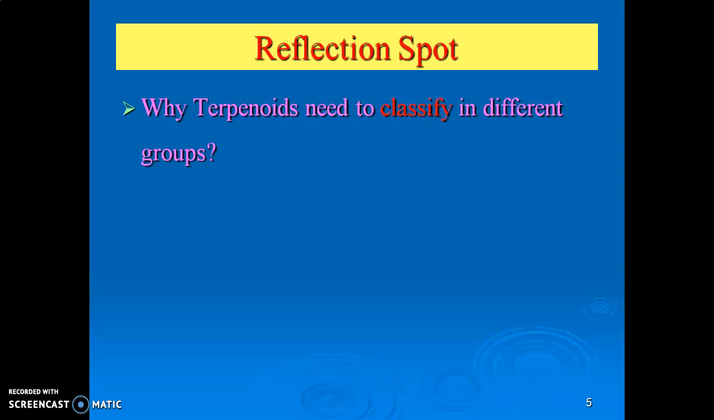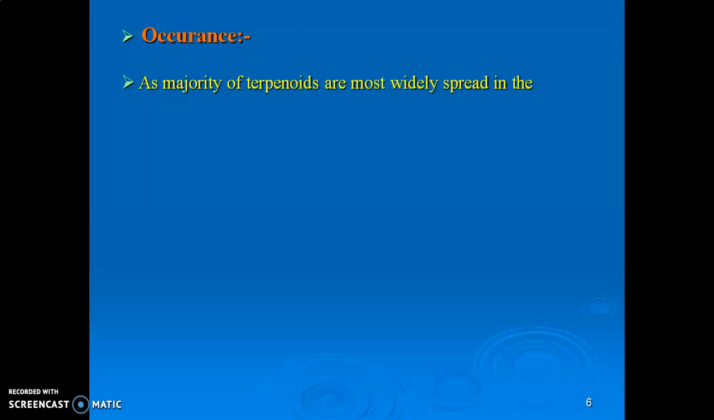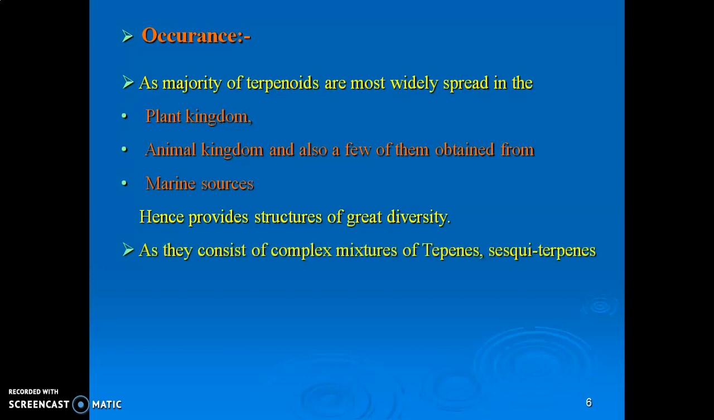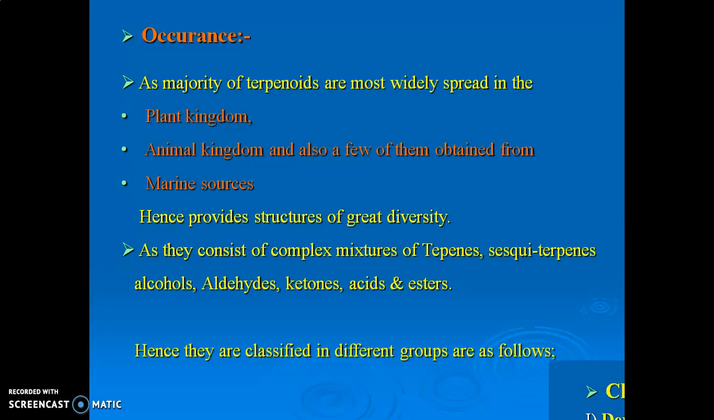As we know, most of the terpenoids are widely spread in the plant kingdom, animal kingdom, and they are also obtained from sources such as marine sources. As they are obtained from these different sources, they provide structures of great diversity, and as they consist of a complex mixture of different components such as terpenes, sesquiterpenes, alcohols, aldehydes, ketones, acids, and esters, hence there is a need to classify them into different groups, which are as follows.